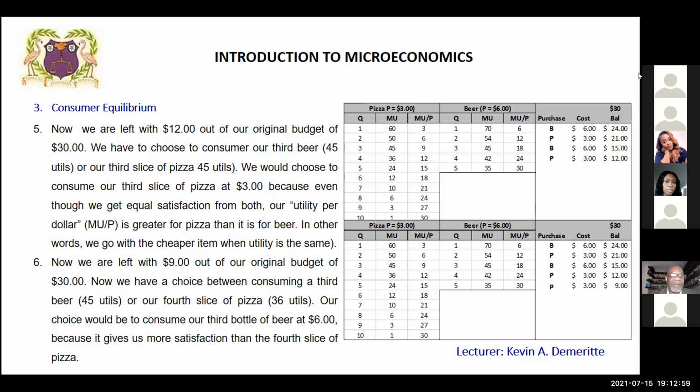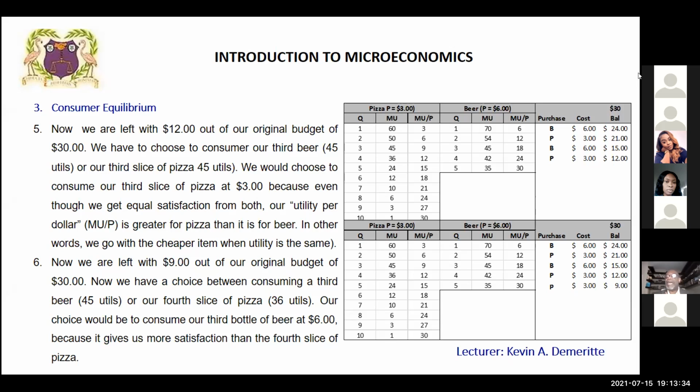Okay. Now, here's the problem. We're left with $12. And we have to choose between our third beer, which is going to give us 45 units of satisfaction, or our third slice of pizza, which is also going to give us 45 units of satisfaction. So we're going to be perfectly happy. Third beer or third pizza, it doesn't make a difference to us. We're going to be equally satisfied with each one.